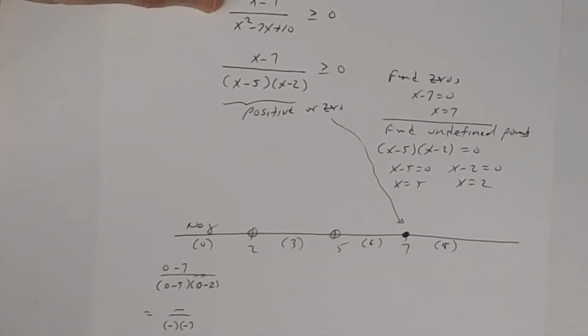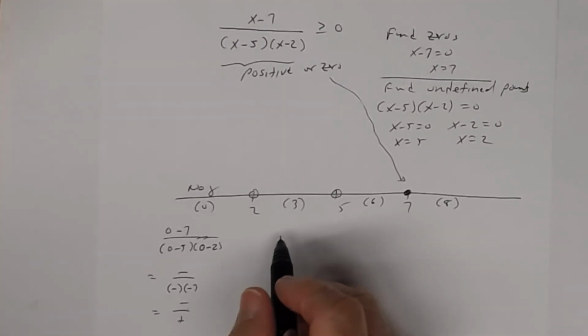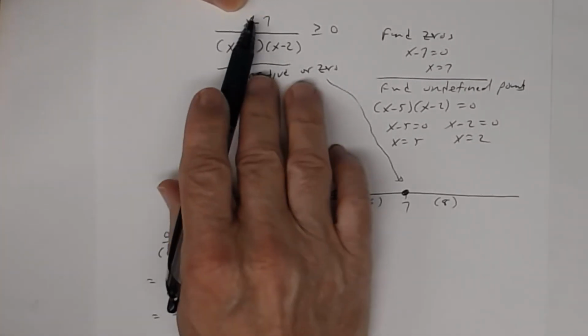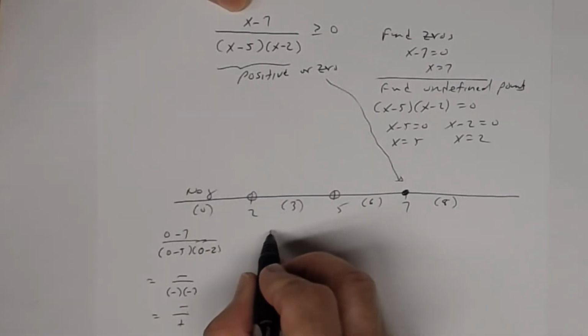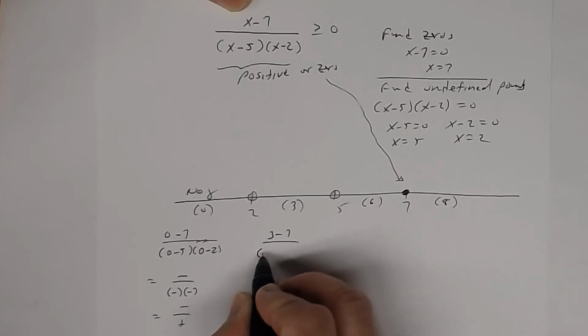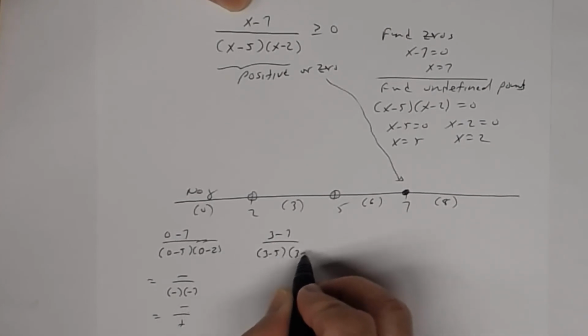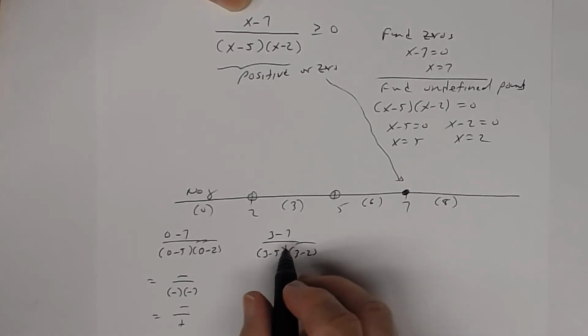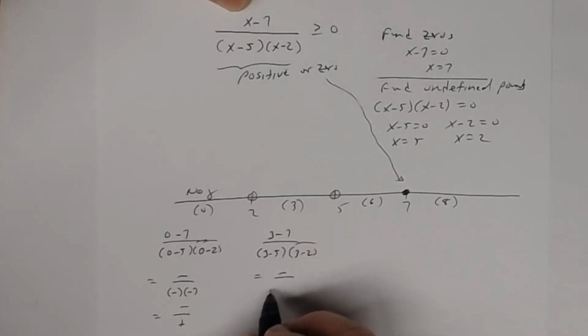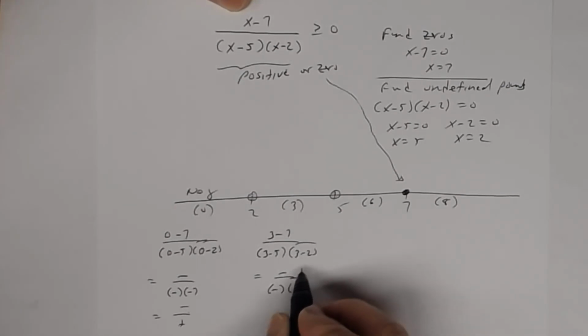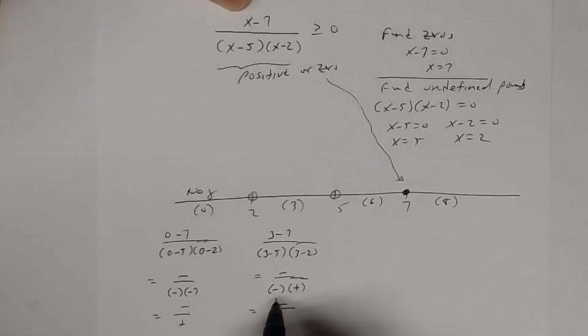All right, so let's do the next one, 3. If x is 3, do the same thing. You're going to say 3 minus 7 divided by 3 minus 5 times 3 minus 2. 3 minus 7 up here, the numerator, is negative. 3 subtract 5 is a negative 2, so that's negative. 3 subtract 2 is positive 1, that's positive. So the numerator is negative. The denominator, a negative times a positive, is a negative. And we know that a negative divided by a negative is a positive.